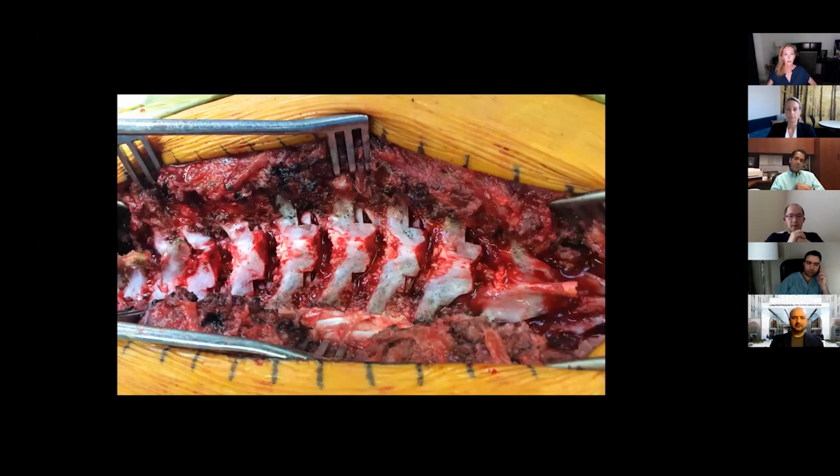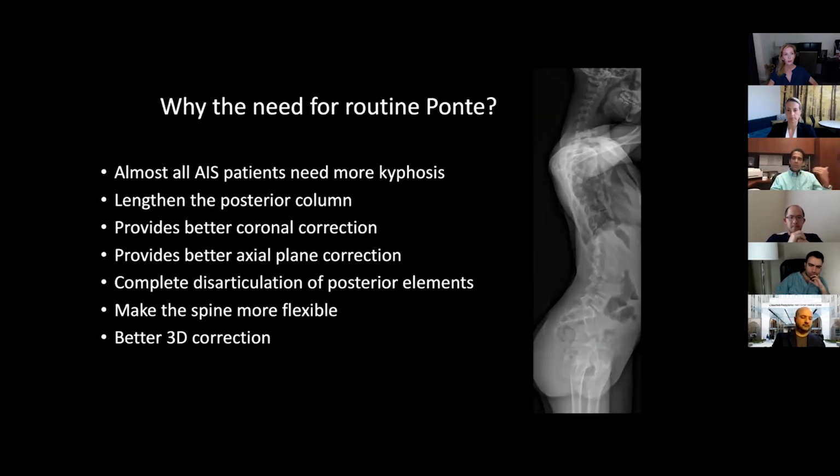This is an intraoperative photo of Ponte osteotomies done with an ultrasonic bone scalpel. And what you can see here is that the posterior elements are disarticulated. So the steps are taking off the inferior spinous process, taking away the ligamentum flavum, and then cutting out towards the pars to gain access into the foramen. And you can do that with a Kerrison rongeur and with an ultrasonic scalpel device, which I'll show you in a video. Why routine Ponte?